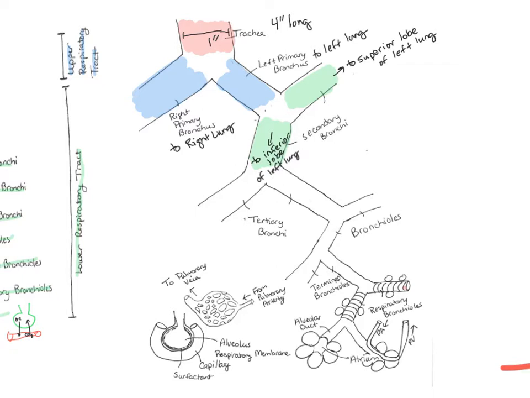So on the left side, we have 2 secondary bronchi. Then those secondary bronchi, once they're into those lobes, they're then going to branch off, and they're going to create these tertiary bronchi. Okay. And then the tertiary bronchi are going to branch off to form bronchioles. Now, the bronchioles, they lack cartilage.